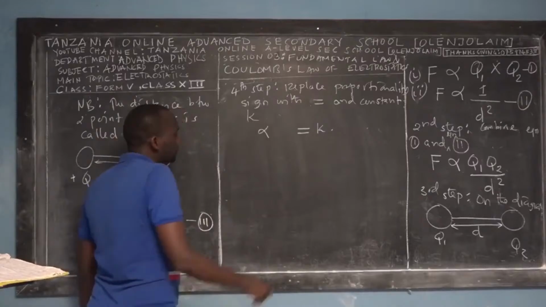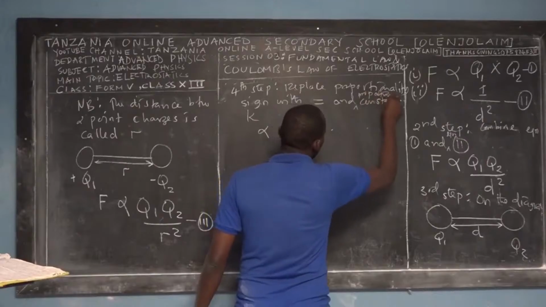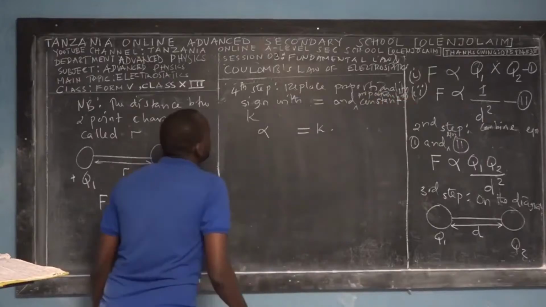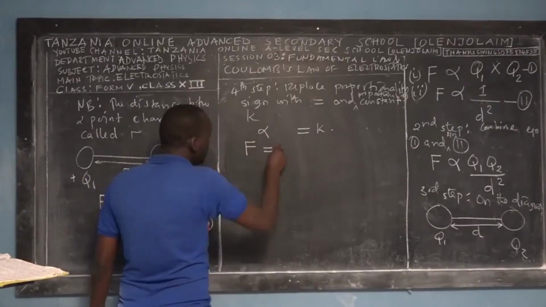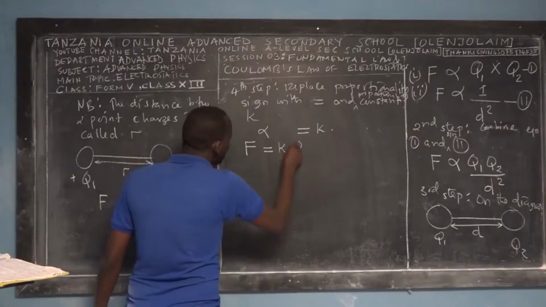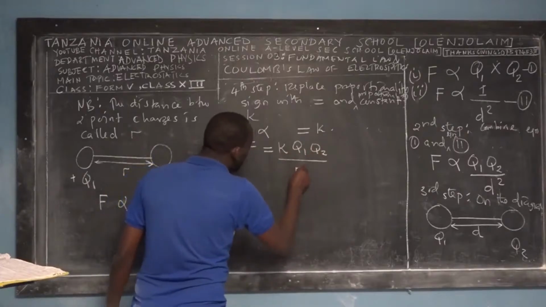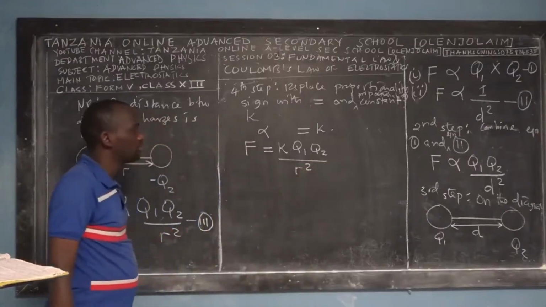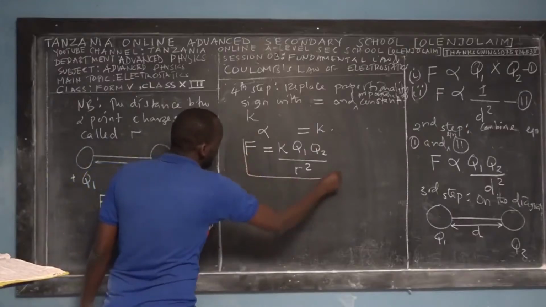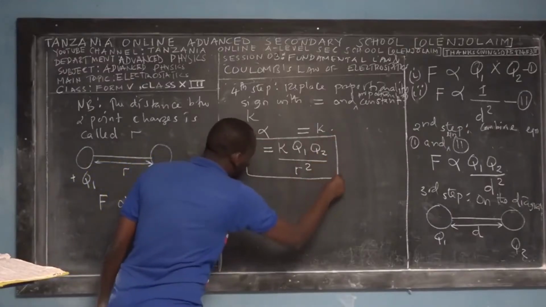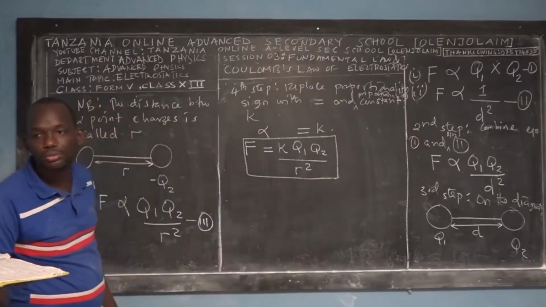And what is the proportionality constant? We say that the magnitude of the force is now equal to the proportionality constant K times the product of the charges Q1 times Q2 over the square of the distance between the two charges. In general, many teachers teach in this way, but I would like to say that it's not the correct formula according to Coulomb, right?